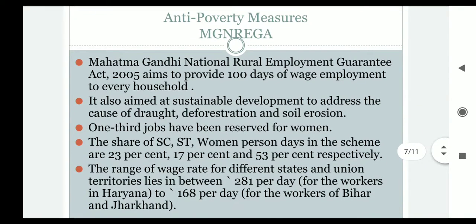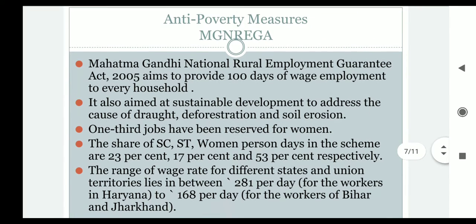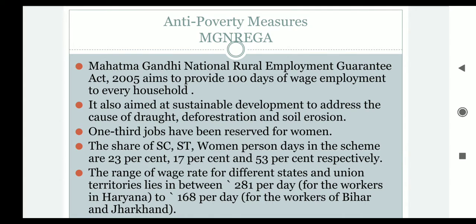Children, let us now discuss government anti-poverty programs one by one. We will start with MGNREGA, that is Mahatma Gandhi National Rural Employment Guarantee Act 2005. This program aims to provide 100 days of wage employment to every household. It also aimed at sustainable development to address the cause of drought, deforestation, and soil erosion. One third of jobs have been reserved for women.